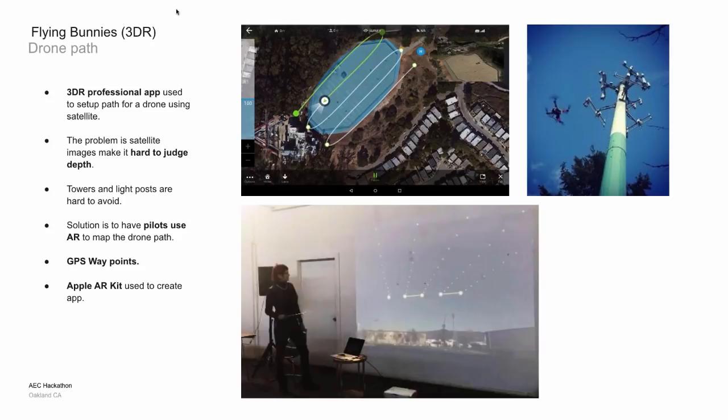So sometimes trying to fly around towers and different construction site equipment could be really difficult. So the idea was for them to put together an AR application, integrate it into their professional app, and have the pilot put a path over the construction site and have the drone fly along the path and take snapshots of it. They used GPS waypoints and the Apple ARKit to develop this. And from what they said, I think this is something that they're hoping to integrate into their professional application after the hackathon.